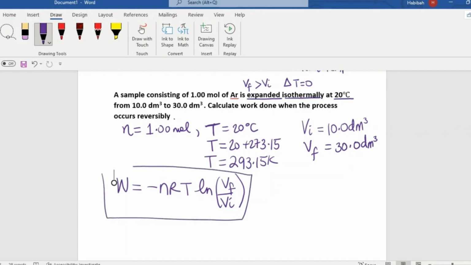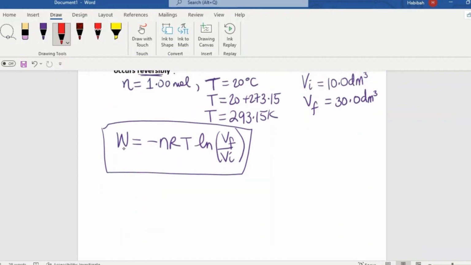You can be given a completely different question where they say, instead of reversibly, against constant external pressure, and you're going to be using a totally different formula. If you want to know how to solve a question like that, make sure you check the description box and watch that video. So work done equals all this information, and the next thing is for you to input.